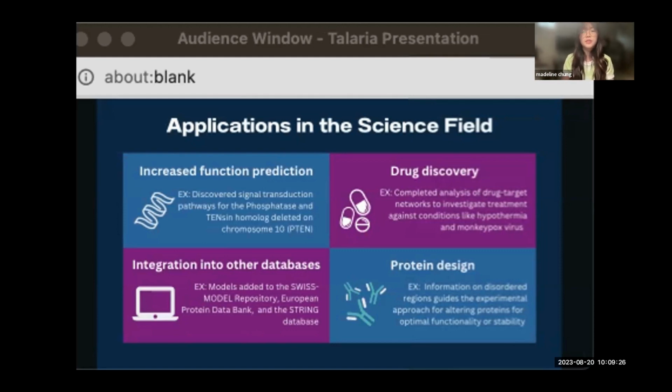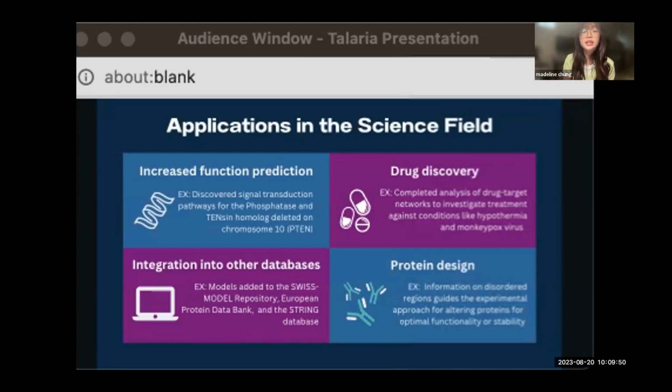Because of AlphaFold's access to 3D structures, we can also identify drug targets and easily select optimal ones. And because of that, we can analyze drug target networks, and completed analysis of this has been used in investigation of treatment against various conditions, including hypothermia and the monkeypox virus, which has been done by researchers already.